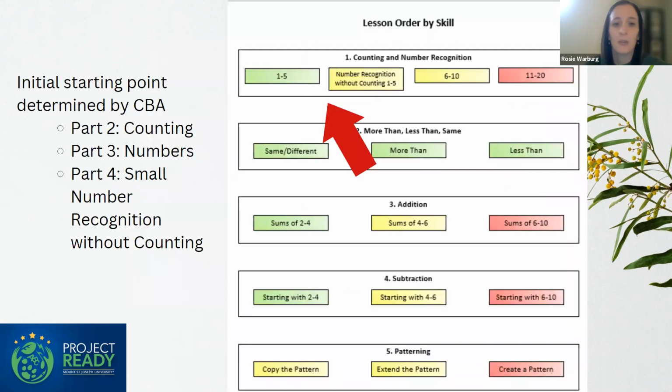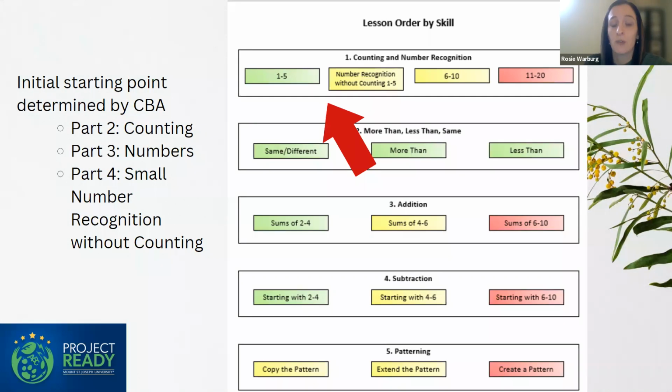So looking here really closely, after we do the CBA with our students, and we do that at the beginning of the year, we'll have information about students' counting, their knowledge of numbers, and some information about their knowledge of small number recognition without counting. That's really fluid, quick recognition done without saying the numbers out loud. So if you show a student a group of 3 blocks, they can say, there's 3 there, without having to count them out. That's what we mean by small number recognition without counting.